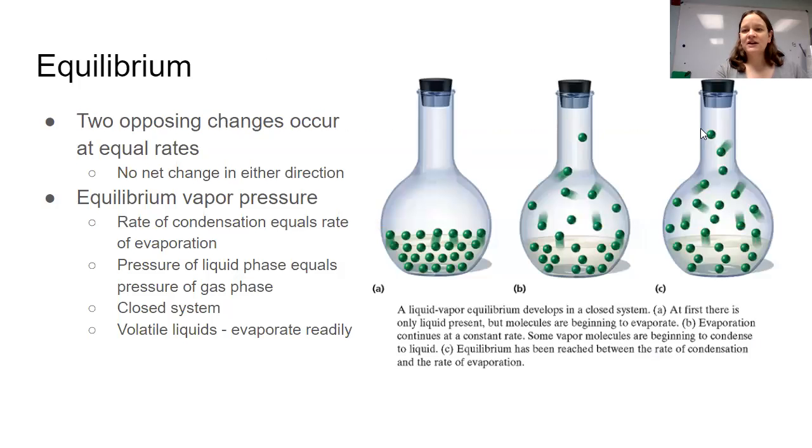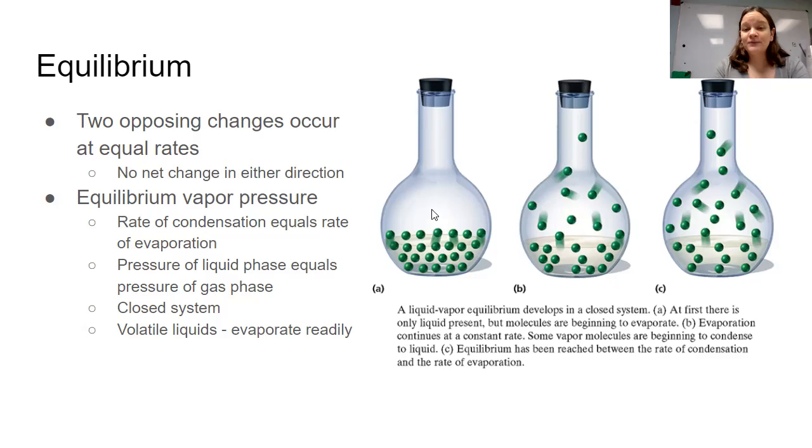When we have a change of state, we are working towards equilibrium. Equilibrium means that we have 2 opposing changes at the same rate, or a balance of these 2 changes. So with any change of state, we reach a point where there's no net change in either direction. That's really what we're talking about when we're talking change of state, that we reach this point where there's no net change.